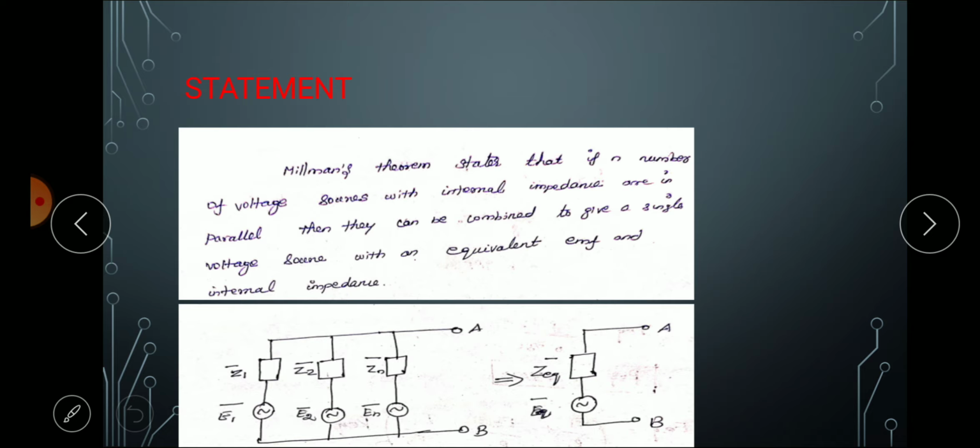E equivalent is equal to the EMF of the voltage sources in parallel. Z1, Z2, Z3, etc. up to Zn are the internal impedances of the sources. Z equivalent is equal to the internal impedance of the equivalent voltage source. Y equivalent is equal to 1 by Z equivalent. Y equivalent is equal to Y1 plus Y2 plus Y3, etc.